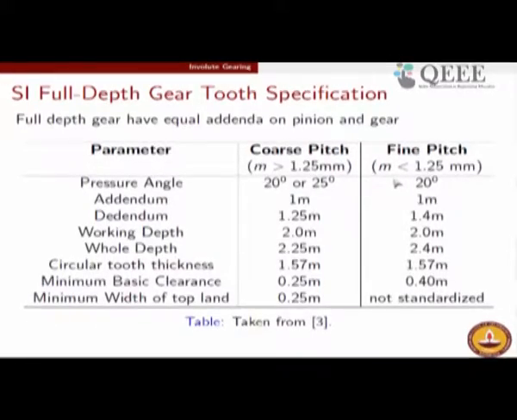mm. The module is d by t, diameter by the number of teeth. So, when the module is low, effectively it means the number of teeth is high, right. So, for the same diameter of the gear, if you have a large number of gear teeth, you call it a fine pitched gear, and the critical point as per standards is 1.25 millimeters, right. So, if you happen to have more teeth, you are basically having a fine pitch gear.